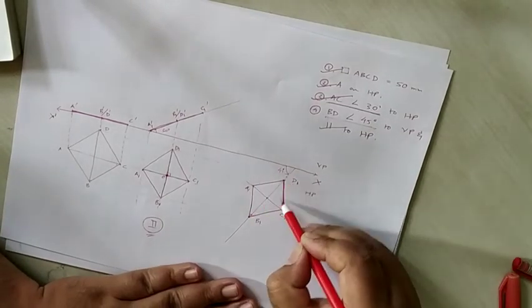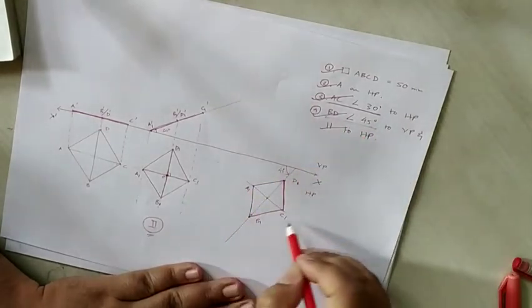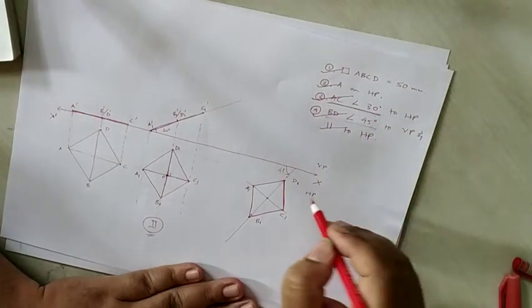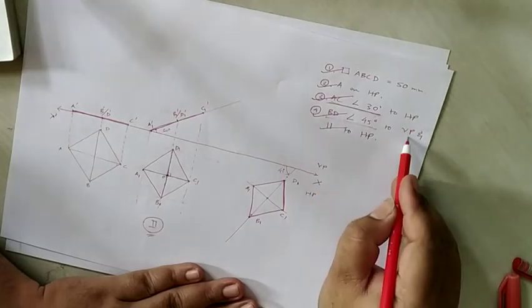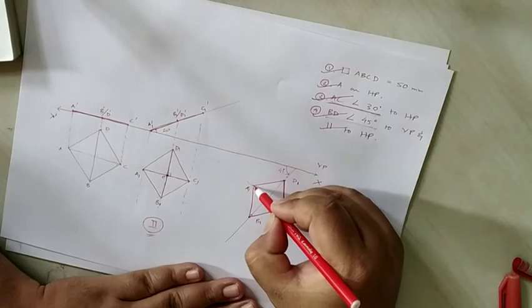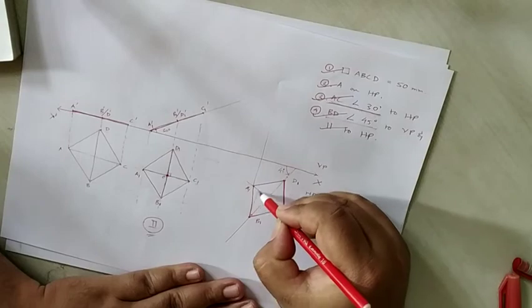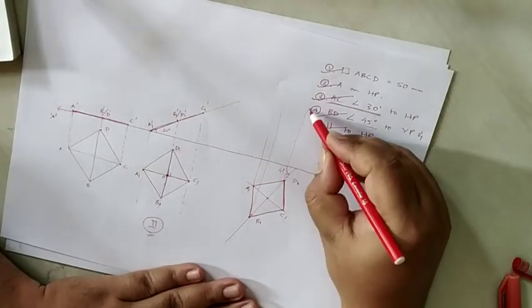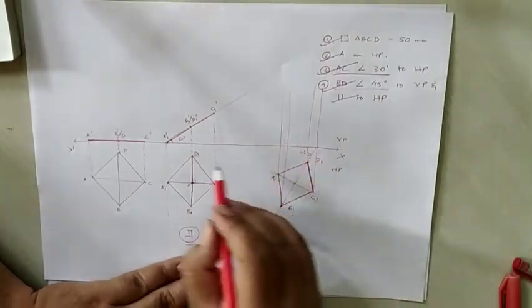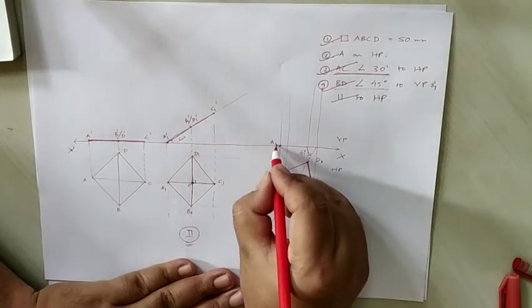Now you have to draw, this is the final plan. This is the final plan of the square which is at 30 degree to HP, and 45 degree to VP. And A is on HP. Now from here you take back the projection. Now you need to draw the elevation. So A will come here. This is the point of A. This will be A1 double dash.